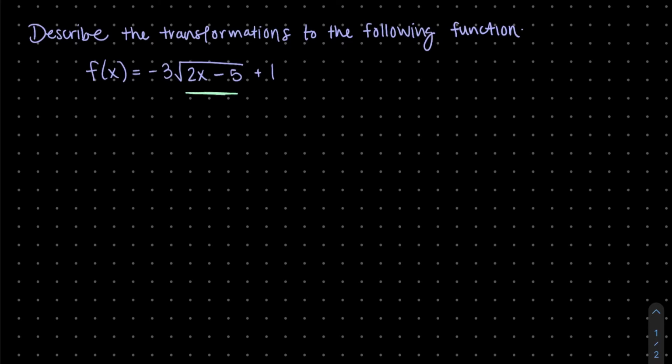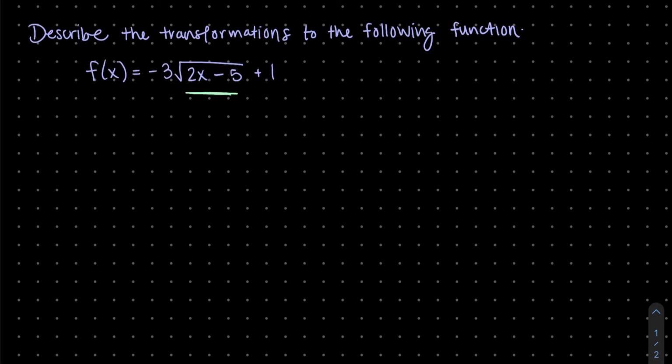We've got 2x minus 5. Now keep in mind, everything under the square root is happening horizontally. All transformations inside the function are always horizontal transformations. When we did log functions, that was inside the log. When we did exponential functions, it was whatever was in the exponent. Now that we're doing square root functions, it's whatever is under the square root.